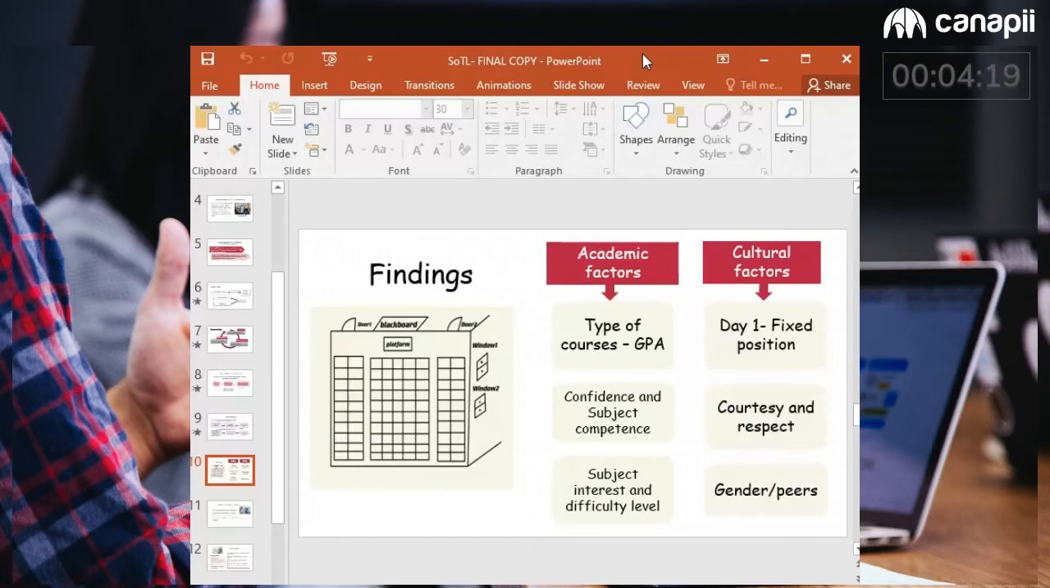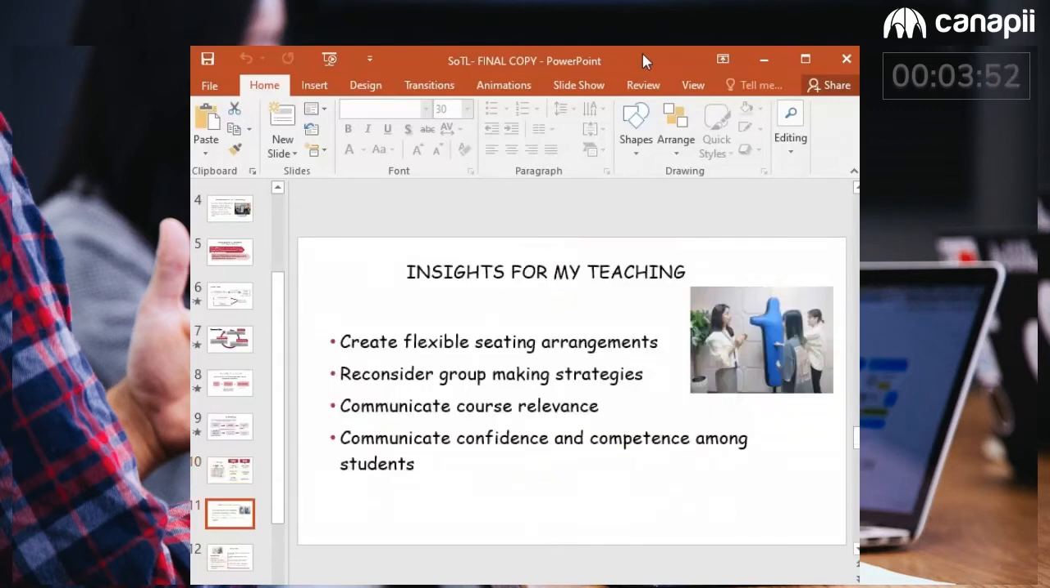Other factors the students highlighted were the confidence and the competence they feel in the subject, which I think is very common. If you think you are confident in mathematics or statistics, students would choose to sit in front so they can engage more with teachers. But if they think they're not confident, they might choose to sit at the back. And then subject interest and difficulty level. Yes, of course, if they're interested in the subject, they want to ask more questions, they would choose to sit in front, or else they would sit at the back.